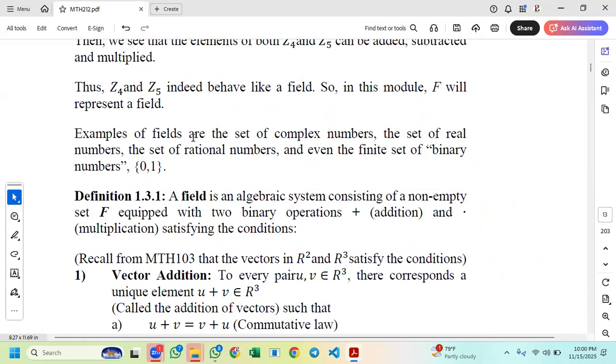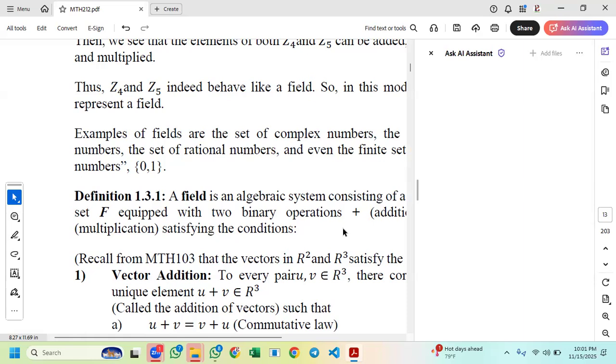Examples of fields are the set of complex numbers, the set of real numbers, the set of rational numbers, and even the finite set of binary numbers, that is 0 and 1. When they say something is finite, it's countable. In binary numbers, we only have 0 and 1. You should note this place is very important in case you see it in the exam. You know that what they're asking is field. Examples of fields are the set of complex numbers, the set of real numbers, the set of rational numbers, and even the finite set of binary numbers.